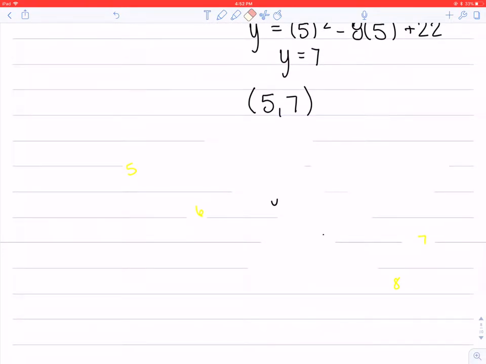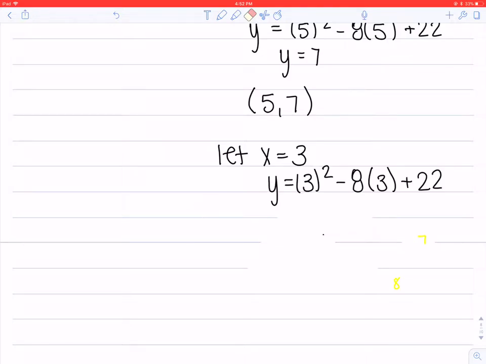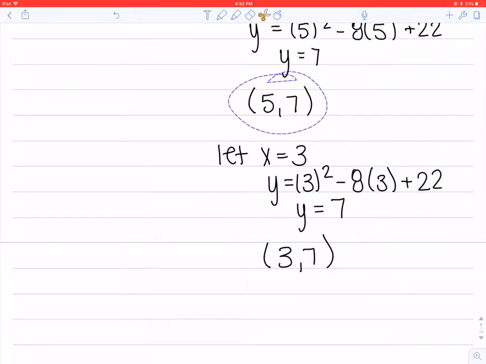For the next one, I picked, well, let's let x equal 3. So now I'm doing the same thing again. I plugged in 3 to the standard form. I got out 7. And so my 2 points are the points (5, 7) and (3, 7). So then those are the 2 points. I would graph those and connect them up with a nice little curve.